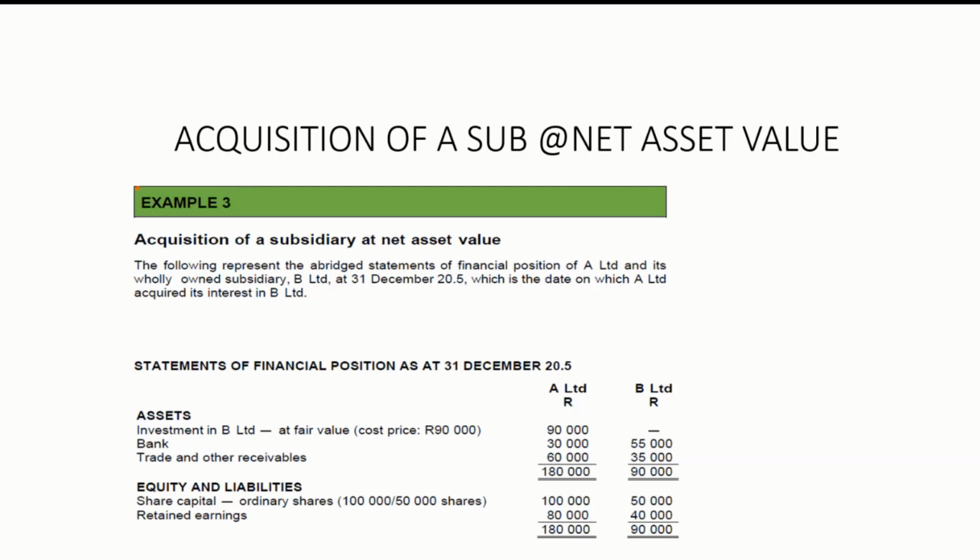Yes. So the share capital is 50,000. The retained earnings is 40,000, giving us 90,000. That is powerful. Share capital is 50,000, retained earnings of 40,000, 90,000 is equal to the cost price of the investment of 90,000. Good.